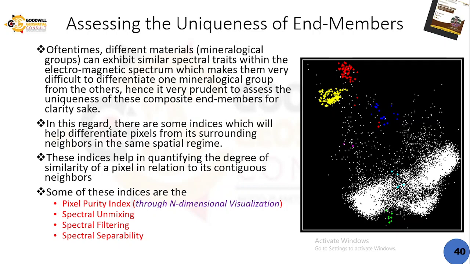So you could see that here in this photograph, this group of spectral signatures is different from this group of spectral signatures. Initially they were jumbled up together, but now they've been distinguished based on their properties. So we use different algorithms to distinguish these spectral signatures. One of these mechanisms is what you call the purity index through the n-dimensional visualization.